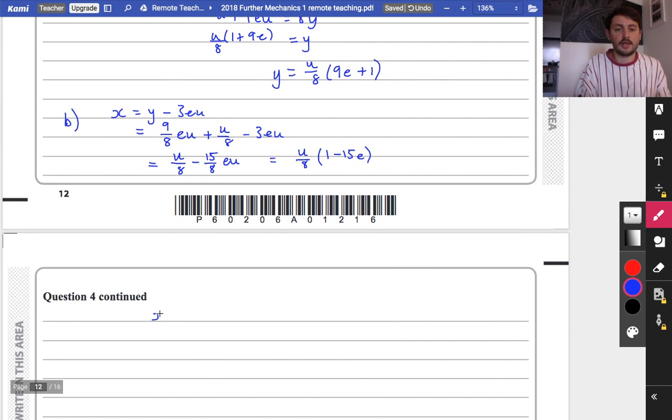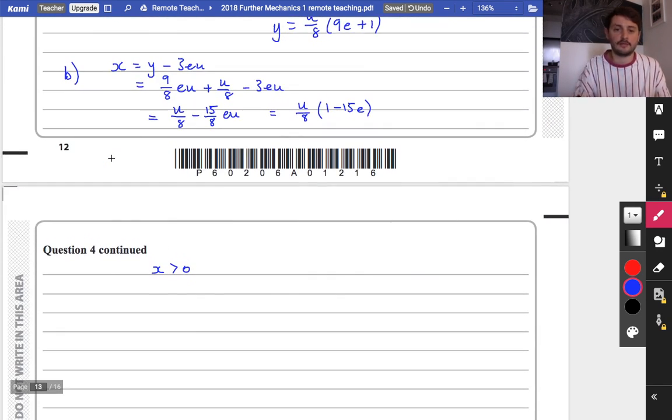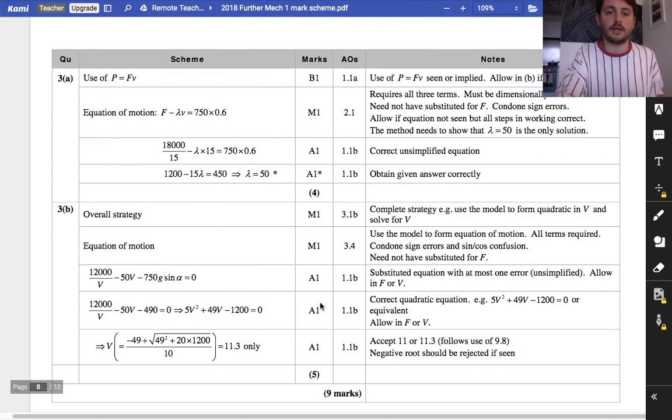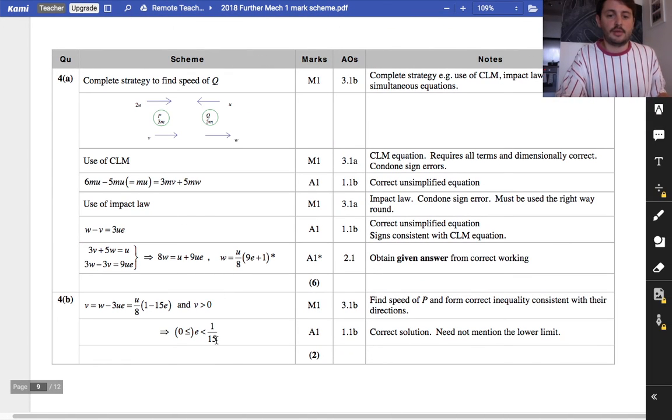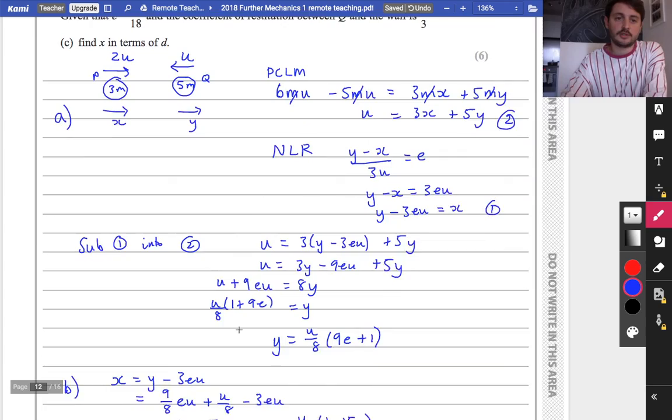Now, we just said this earlier, I want x to be greater than 0. If x is greater than 0, it means it is still going to the right. If it was less than 0, it would have flipped and been going to the left. So that means I want u over 8, 1 minus 15e to be greater than 0, which means I want 1 minus 15e to be greater than 0, or e to be less than 1 over 15. But remember, it's also got to be greater than or equal to 0. I'm just going to quickly look at the mark scheme here to check that we've got part B right, just to see we're on the right track. Yep, so e is between 0 and 1 over 15, that we have. Just wanted to check that before we went much further into this question.